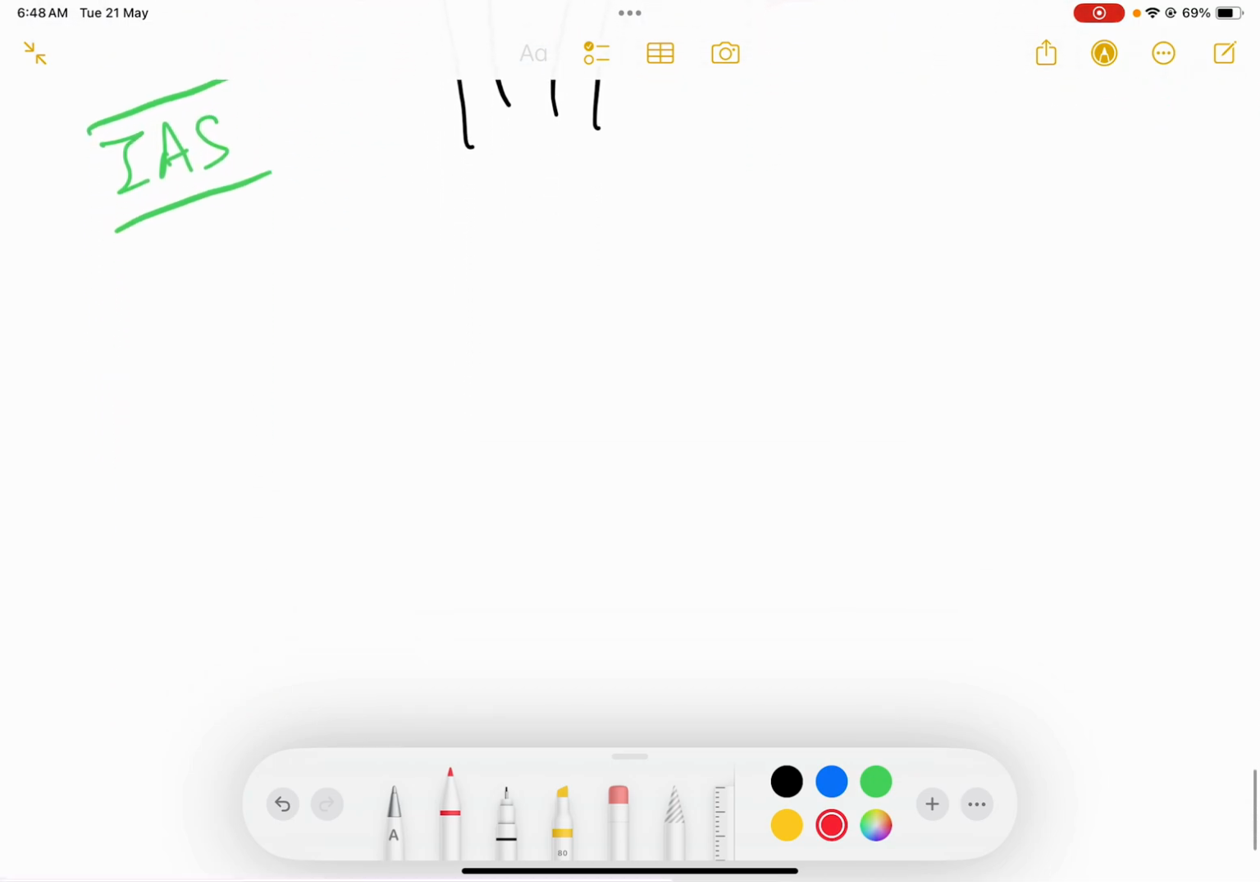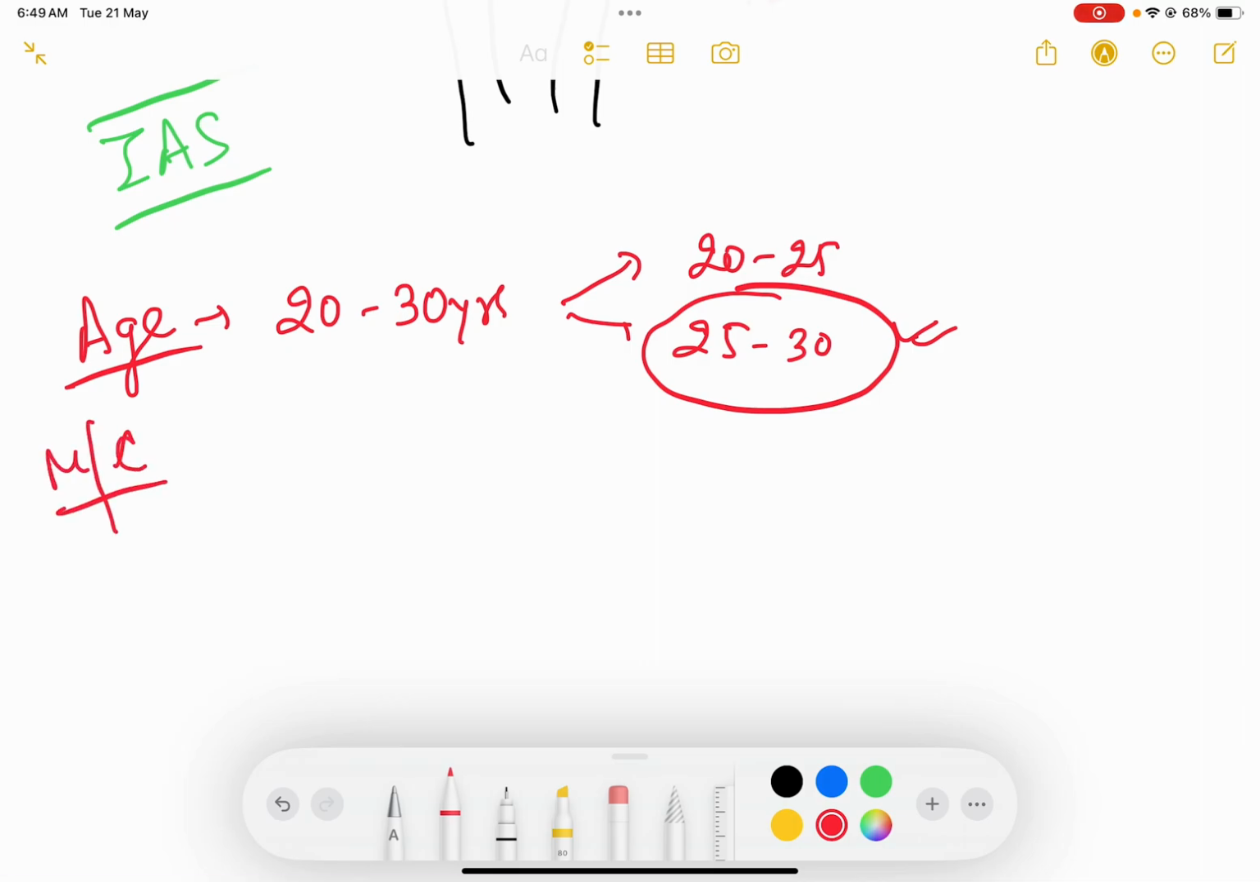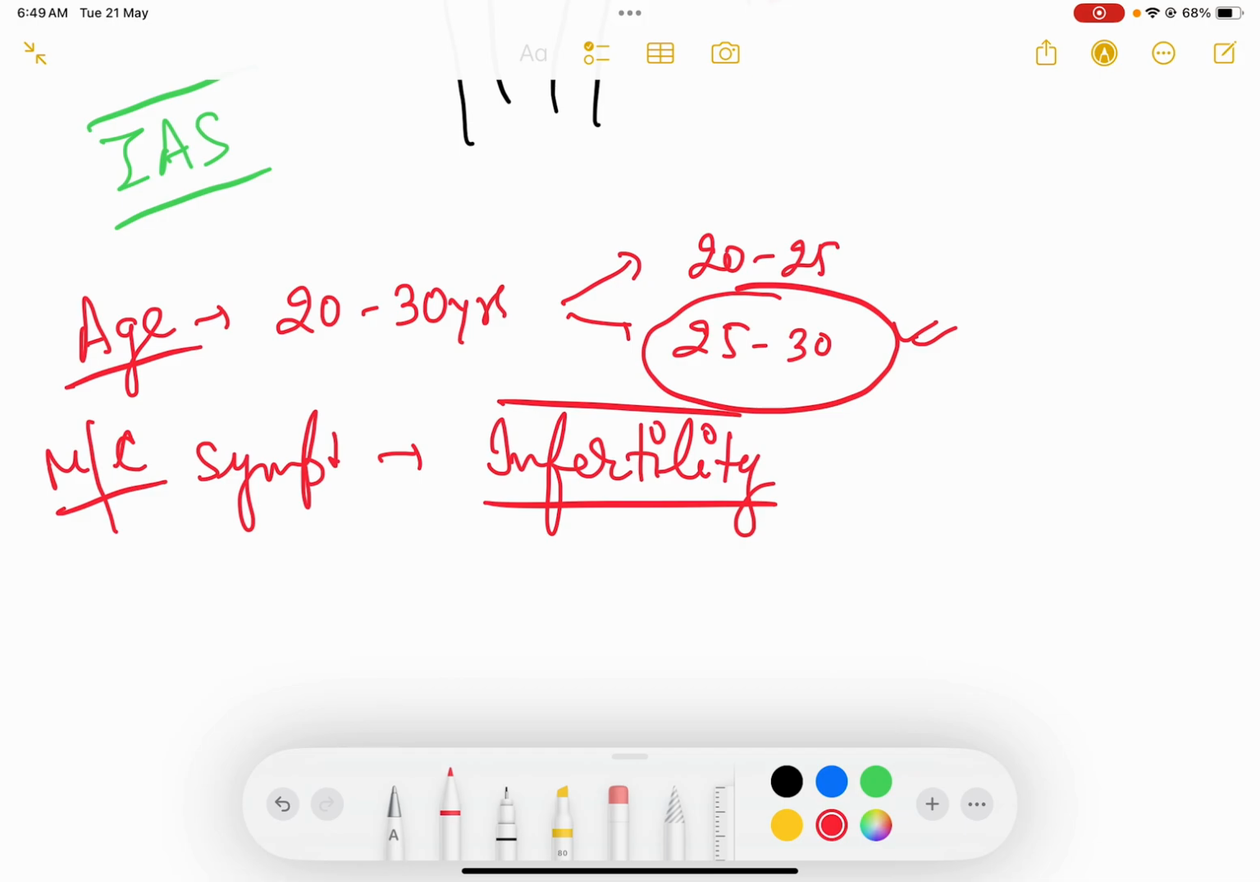What is the most common age at which genital tuberculosis occurs? It is 20 to 30 years. But sometimes they give options of 20 to 25 and 25 to 30. In that case, go for 25 to 30 years, because at that time most females are sexually active, PID occurs, and so secondary genital tuberculosis occurs. The most common symptom of genital tuberculosis is infertility. Primary or secondary infertility occurs.